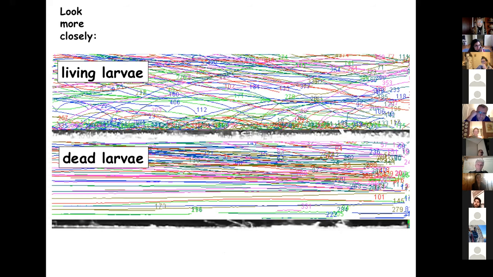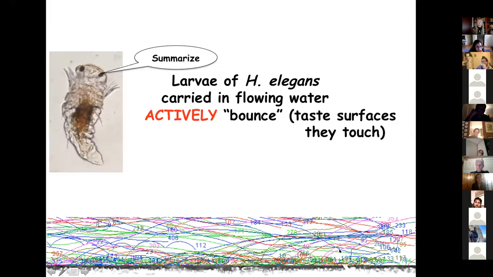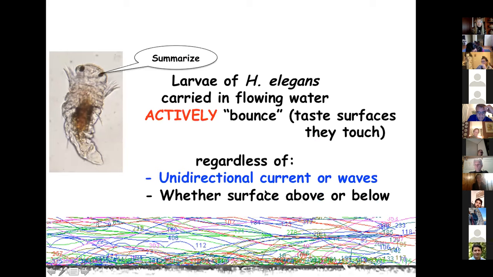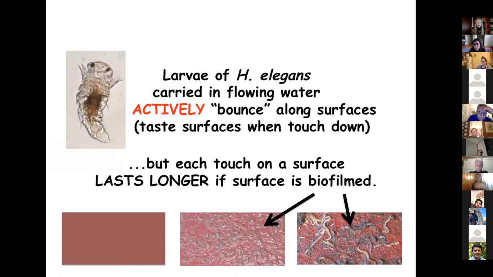If we look more closely right along the surface, on the top you see the trajectories of living larvae, and on the bottom of dead larvae that aren't doing anything active. And what we see is that the living larvae look like they're bouncing along the substratum, but the dead ones do not. So to summarize, a lot of things we learned in this device, just so you have an idea of what you can do with a contraption like this, we saw that these larvae actively bounce along the surface, and what they're doing when they touch down is they're tasting the surface, that's contact chemoreception. And they bounce like this regardless of whether it's unidirectional or waves, whether the surface is above them or below them. And they do it whether it's a clean or a biofilm surface. However, once they touch down, they sit there much longer tasting the surface if it's got a biofilm than if it doesn't. And eventually they decide that's where they want to stick.